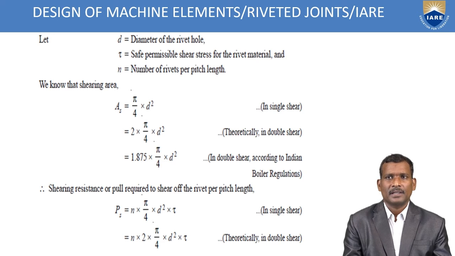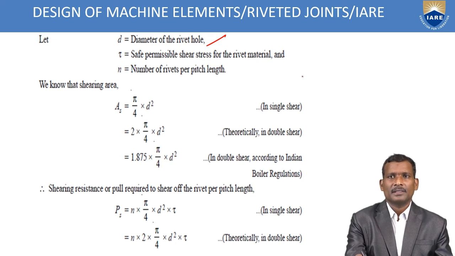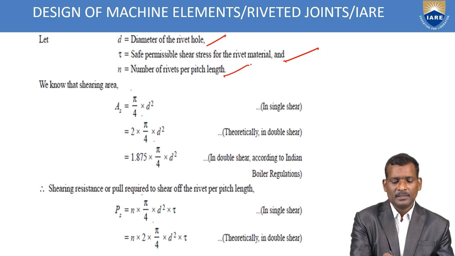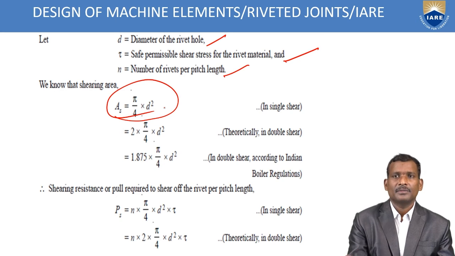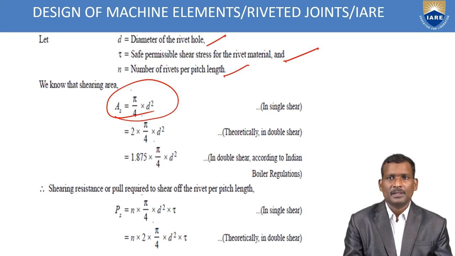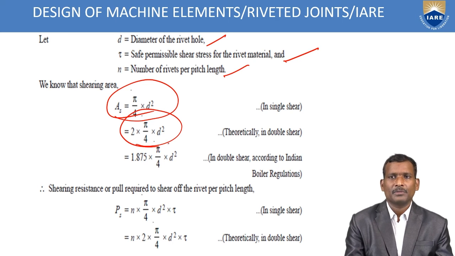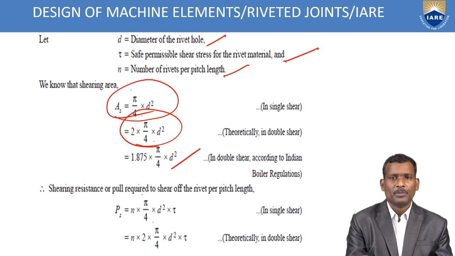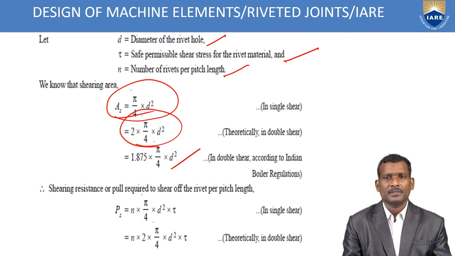Let d be the diameter of the rivet hole, τ the permissible shear stress, and n the number of rivets per pitch length. Then calculate: in single shear, the area is π/4 × d². In case of double shear, multiply with 2 × π/4 × d². For boiler making, according to the Indian Boiler Regulations, take the value 1.875 × π/4 × d².